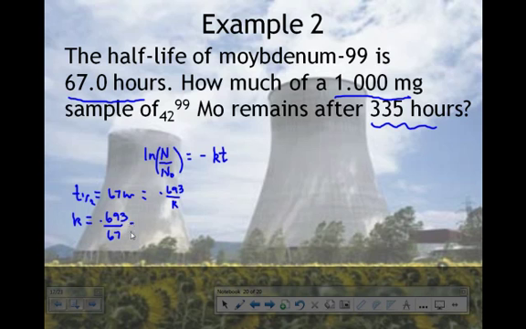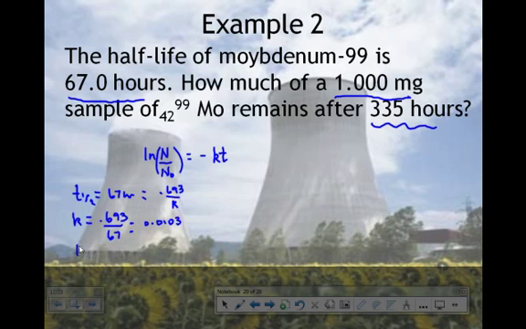So get your calculator out and do this as I solve this. You need to work through these too. So 0.693 divided by 67. Push pause and turn on your calculator right now if it's not out. Okay, I get 0.0103. So there's my k.